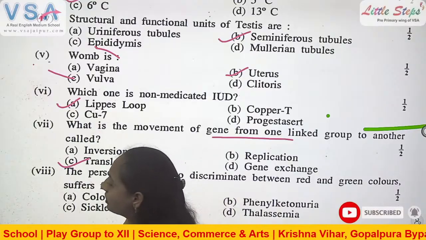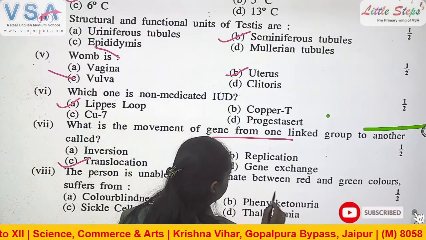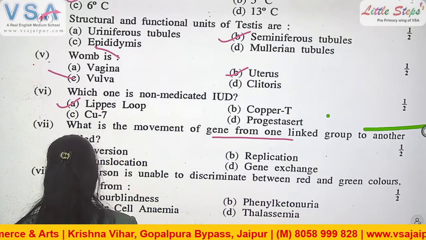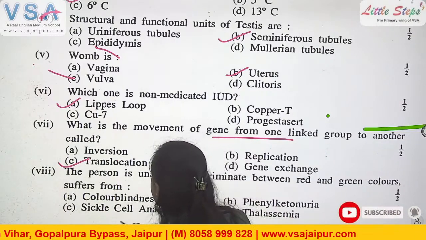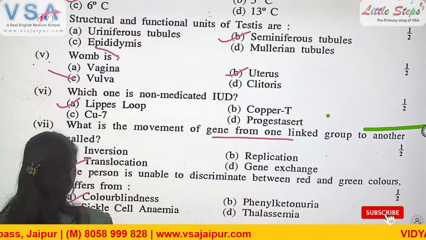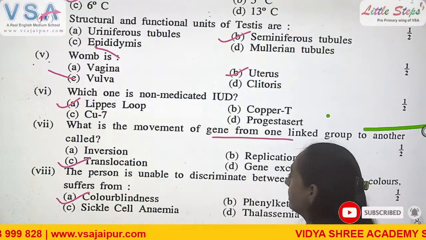Okay, now the next is, the person unable to discriminate between red and green color suffers from? Color blindness, phenylketonuria, sickle cell anemia or thalassemia. So what is the right answer? Option A, color blindness. This is the right answer.